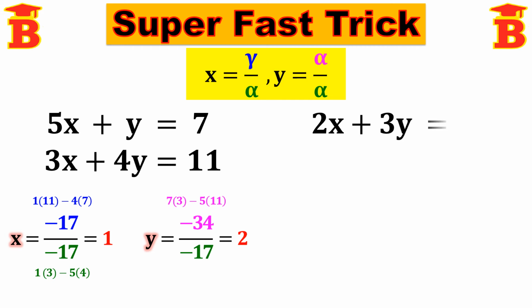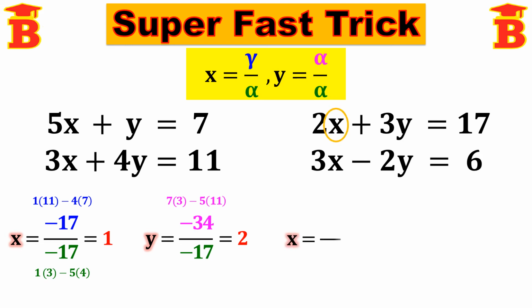Next let us solve another question. Here there are two equations. 2x plus 3y equal to 17 and 3x minus 2y equal to 6. First let us find the value of x. So this is the x variable equal to gamma divided by alpha. So we have to take gamma in the remaining terms like this. We start from this number 3. 3 into 6 minus this number minus 2 into 17.